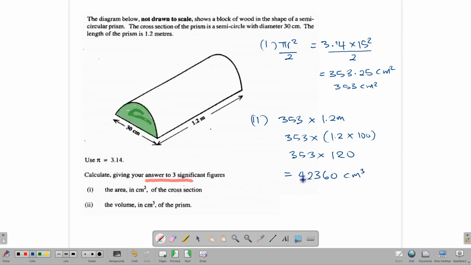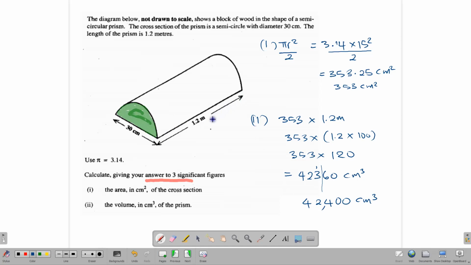Again, pay attention to the fact that you should write it in three significant figures. So we count our three significant figures from the front: 1, 2, 3. And then we decide what to do with the number afterwards. It's a 6, which means it's 5 or more. So we add 1 to this. So we have 4, 2, 4, and replace those with zeros. So our answer becomes 42,400 centimeter cube. And that is how we handle this type of question.